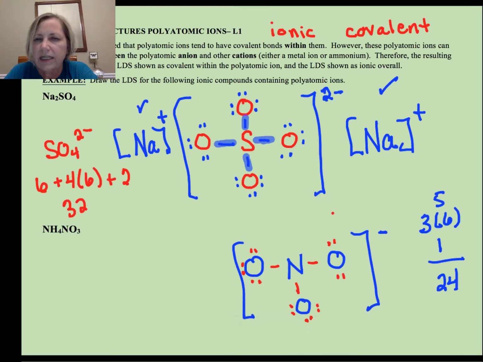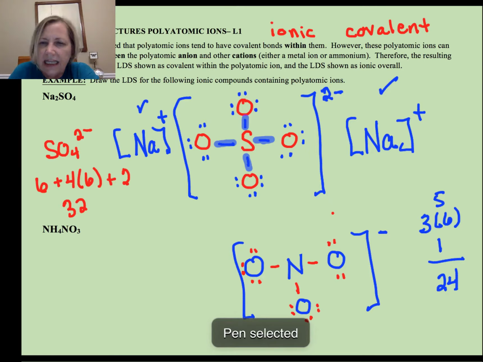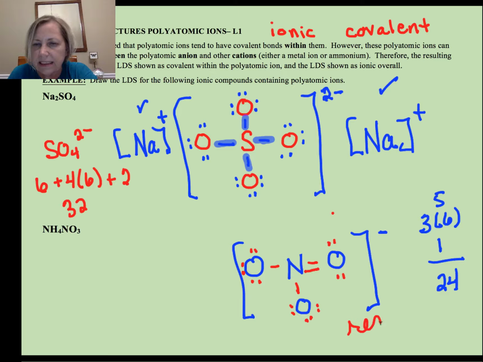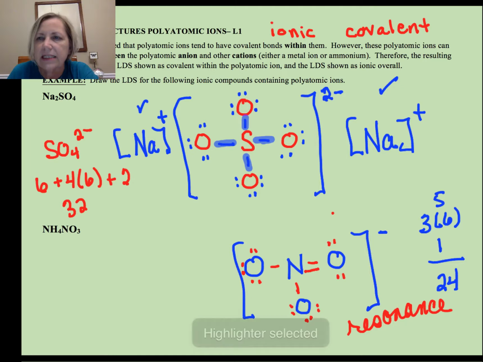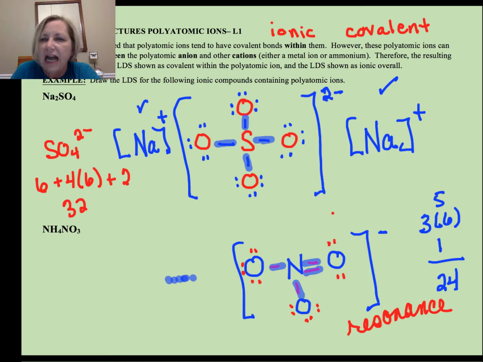Get my little messages out of the way, sorry about that. And this actually would display resonance. And we're going to talk about that more in another video. I'm going to leave it at just this structure for now to make the point I need to make, which is this. These are covalent bonds. But to the ammonium, I'm just going to put dotted lines, I have an ionic bond.